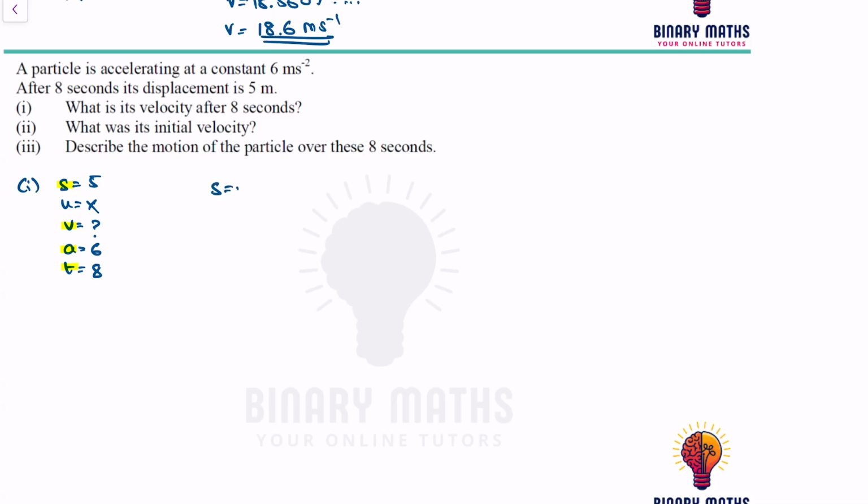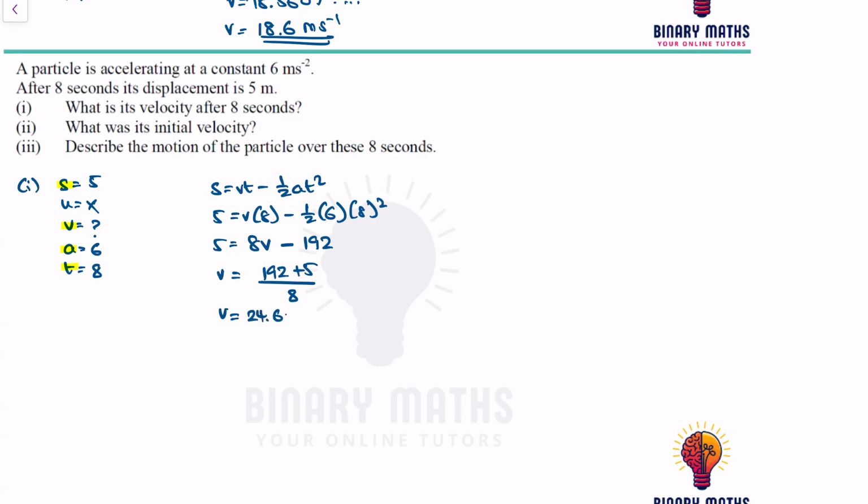So S is equal to Vt minus half at squared. So 5 is equal to V times 8 minus half times 6 times 8 squared. I end up getting 5 is equal to 8V take away 192. So V will be equal to 192 plus 5 divided by 8, which is equal to 24.625 meters per second.